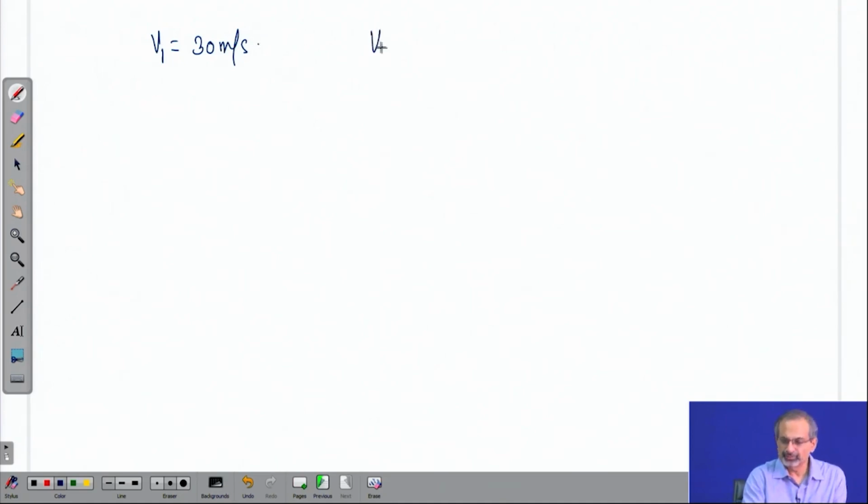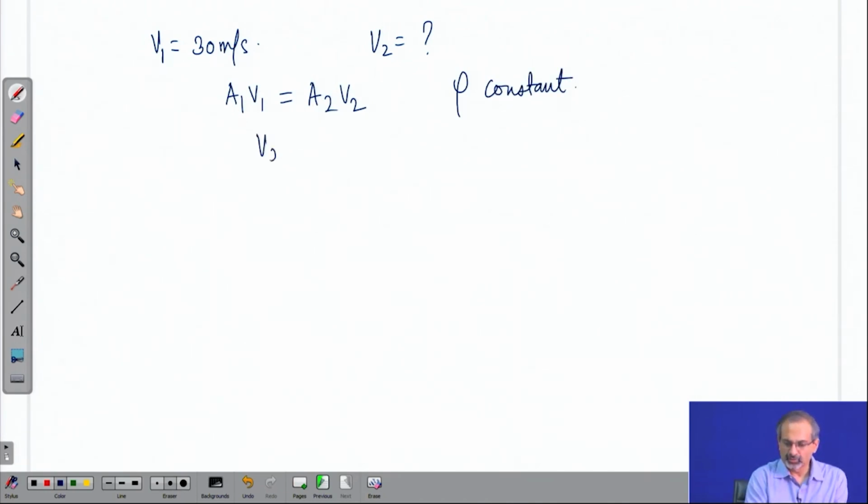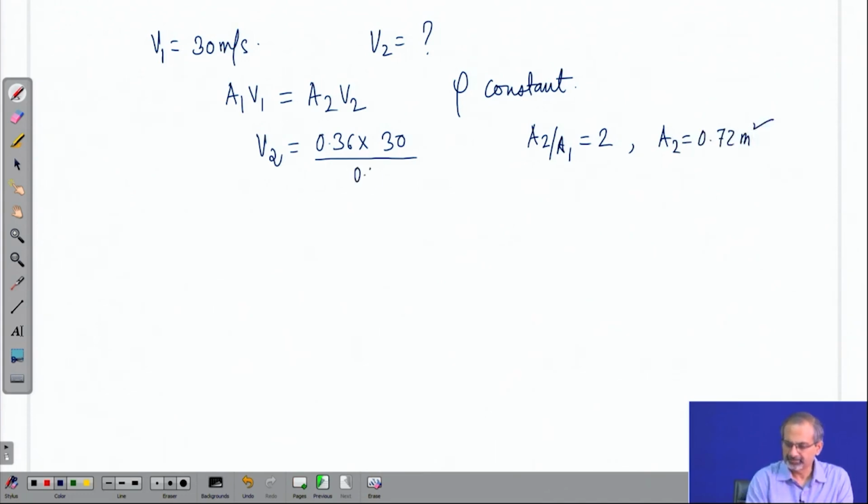We do not know V2, which is at the exit of the diffuser, but from the continuity equation, A1 V1 is equal to A2 V2. We are assuming density to remain constant at these speeds, and therefore V2 will turn out to be, what is the area at the downstream section? We do not have a definition for that. Let us assume A2 by A1 to be 2, which means A2 is 0.72 meter square, and that gives you a 15 meter per second velocity at the exit of the diffuser.